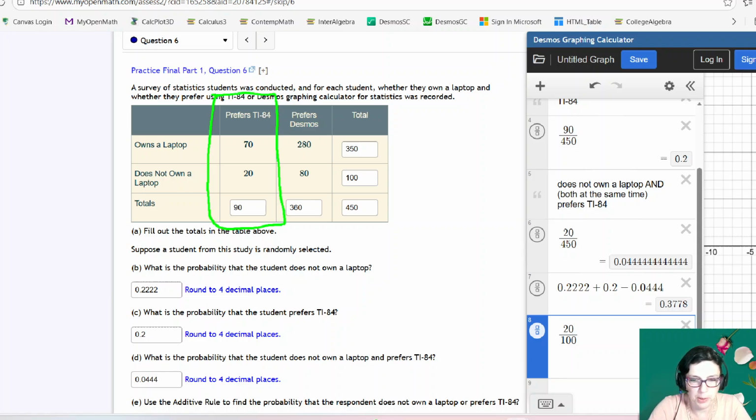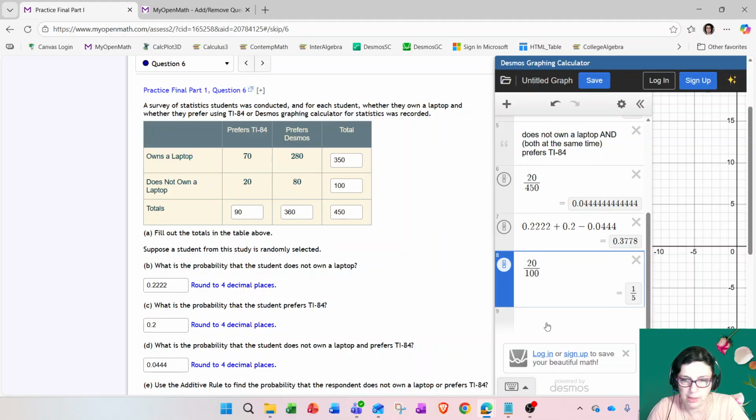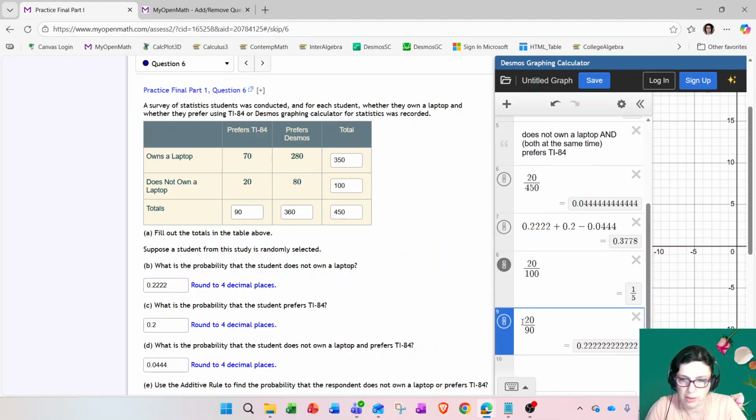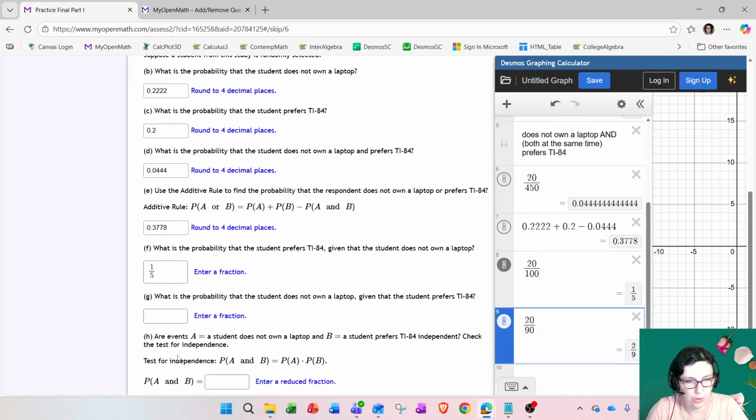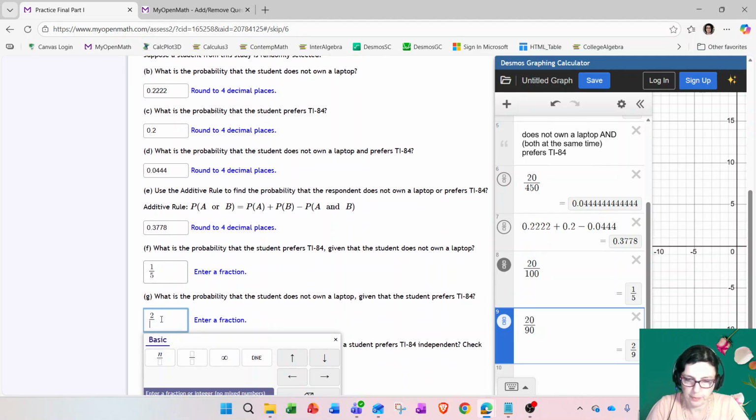How many of these people do not own a laptop? Well, that would be 20. But this time you are dividing by the total in the condition because this is conditional, because you are in the universe of only people who prefer TI-84. So this would be 20 divided by 90, which is going to be just 2 over 9 if you convert that to a reduced fraction.